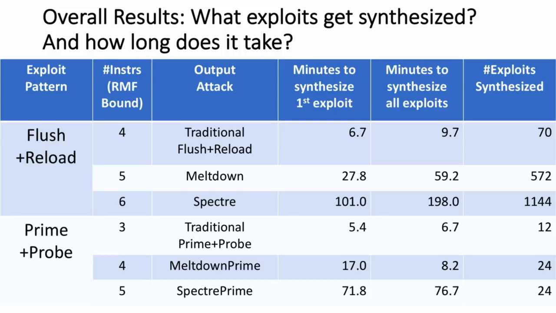The minutes to synthesize the first exploit, that is, this thing is relational model finding and finding exploit, the first one, is sort of 5 minutes to a couple hours. And it continues to run until it has found all the possible exploits, all the possible ways that that pattern can be found in all the possible graphs that could be enumerated. And that's sort of 7 minutes to 3 or 4 hours. The number of exploits that were synthesized correspond to all the different ways that you can create something that's Spectre-like or Spectre Prime-like. And you can see that those numbers get quite high.